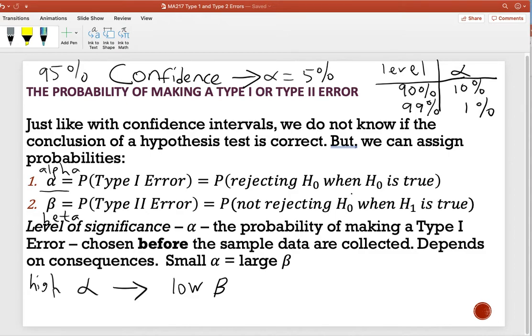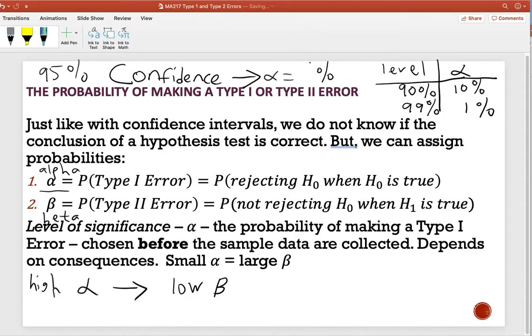This is chosen before the sample data are collected, and it depends on the type of consequences that we wish to have. Right? The most common one to use is a level of significance of 5%.